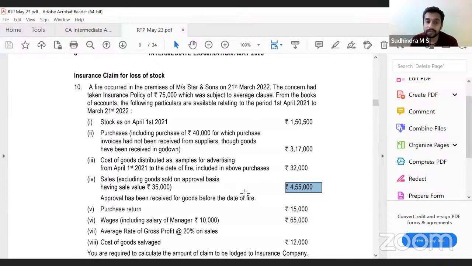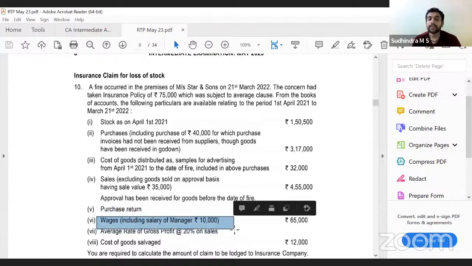We are getting confused. Purchase returns should be deducted from purchases, reduced from purchases, to get net purchases. Then wages, including salary of manager, 10,000.